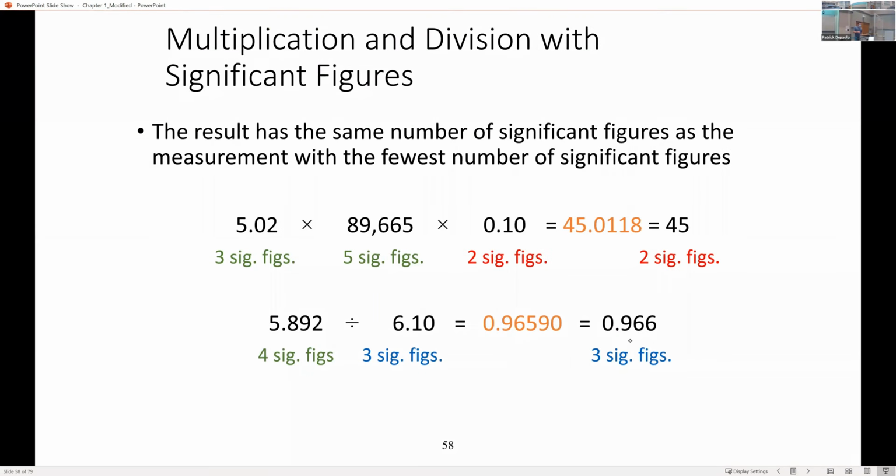Okay, we know how to add and subtract. Now multiplication and division. With multiplication and division, it's a little bit more simple. You take the number of sig figs of the number that has the fewest sig figs, and you use that number of sig figs for your answer. The result has the same number of significant figures as the measurement with the fewest number of significant figures. In essence, if you have 3 numbers, one with 3 sig figs, one with 5, and one with 2, your answer will have to have 2.